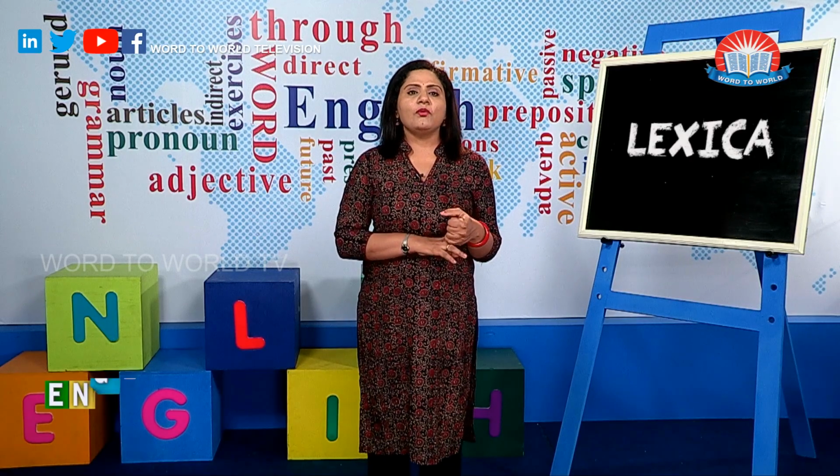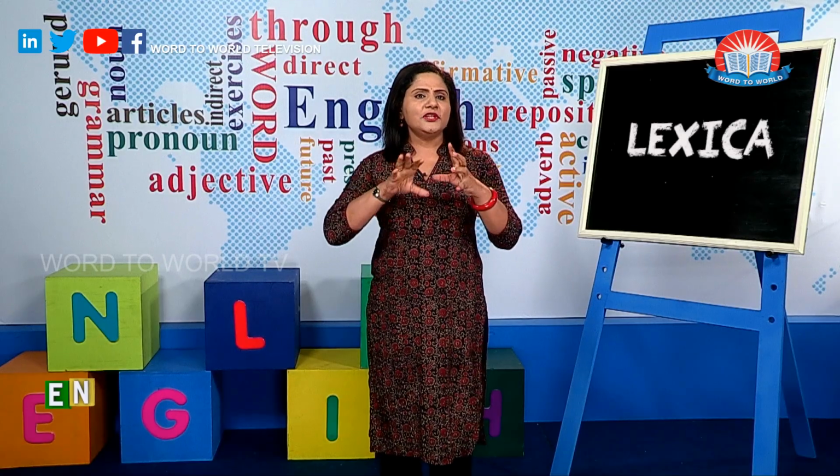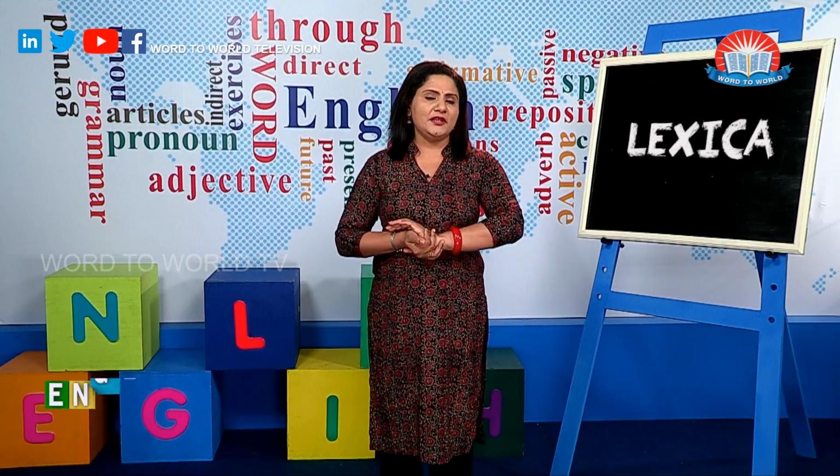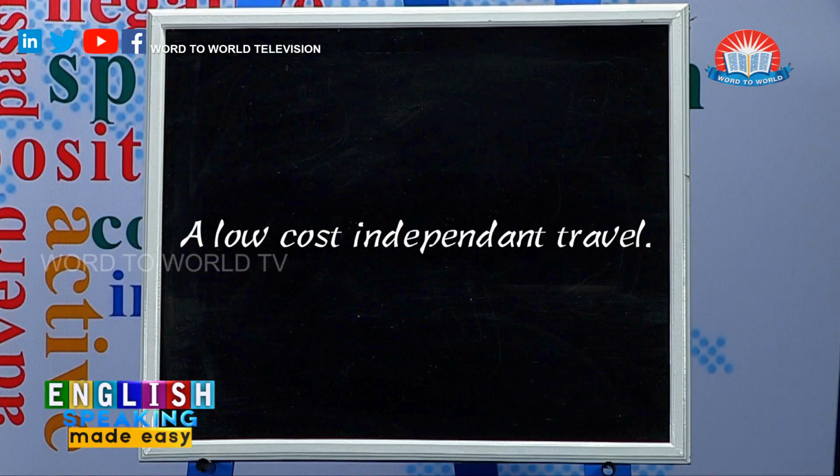Okay. So, now we will go on to the next word. The next word is just the opposite of having an itinerary. It is something like a backpacker. Backpacking. Of course, I suppose you understand what a backpack is. A backpack is a kind of bag people put over their shoulders. And when you refer to it from a travel point of view, backpacking means a low cost independent travel.